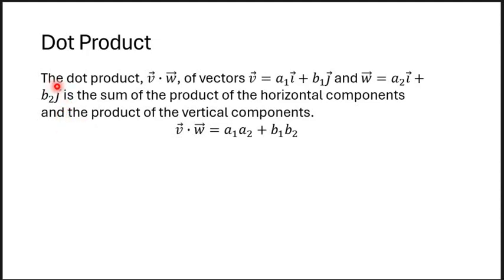Dot product. The dot product v dot w of vectors v equals a1i plus b1j and w equals a2i plus b2j is the sum of the product of the horizontal components and the product of the vertical components. So I see here that v dot w is equal to a1 times a2, which is the product of the horizontal components of the two vectors, plus b1 times b2, which is the product of the vertical components of the two vectors. So this is the definition of the dot product.